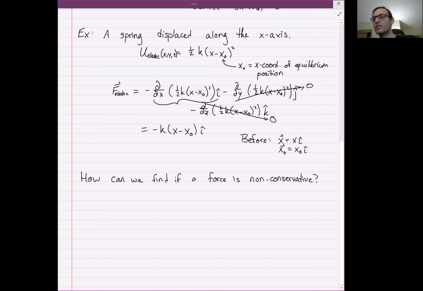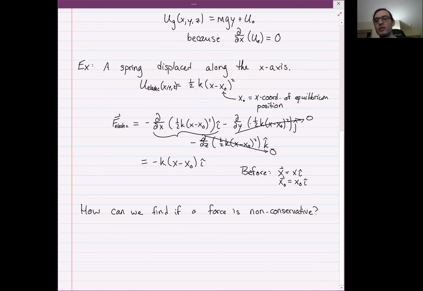So we now have this tool that says any conservative force has a potential energy function and vice versa. So if we can write down a force such that there is no possible potential energy function that gives that force, then we know that force is not conservative. And when I say there's no possible potential energy function, what I mean is there is no function U of x, y, and z such that if you take its negative gradient, you get that force. That would imply that the force is not conservative.